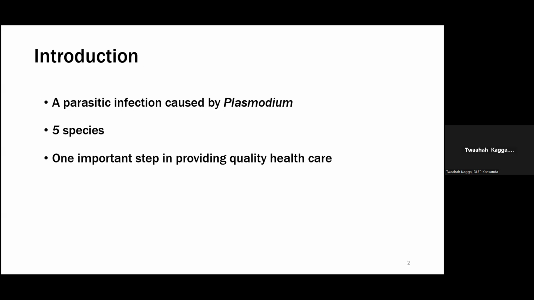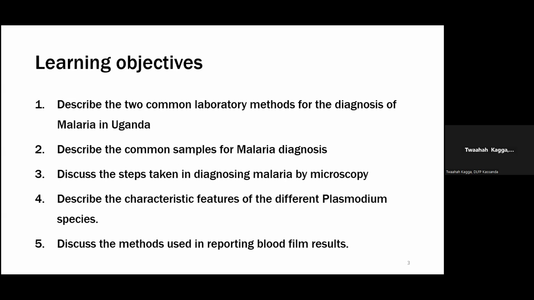because most of the cases that we receive in our facilities in Uganda and some other African countries are due to malaria. Today's session is going to cover the two common lab methods for the diagnosis of malaria in Uganda. That is microscopy and the use of rapid diagnostic tests.